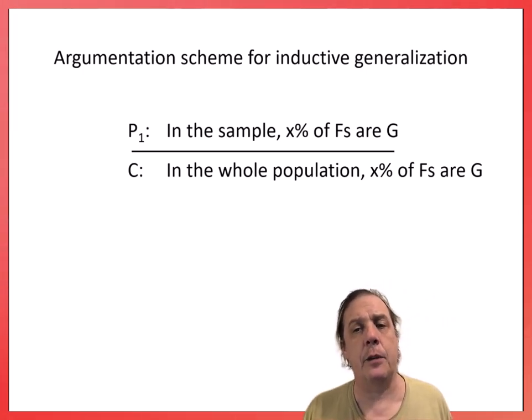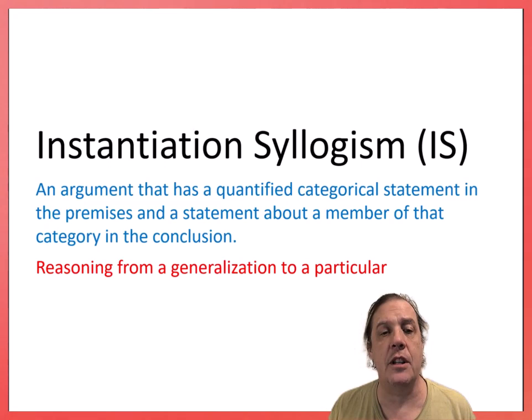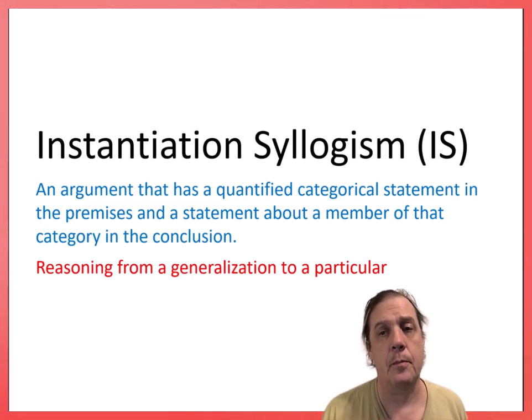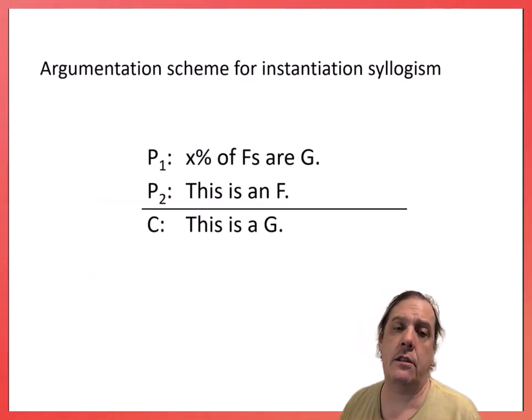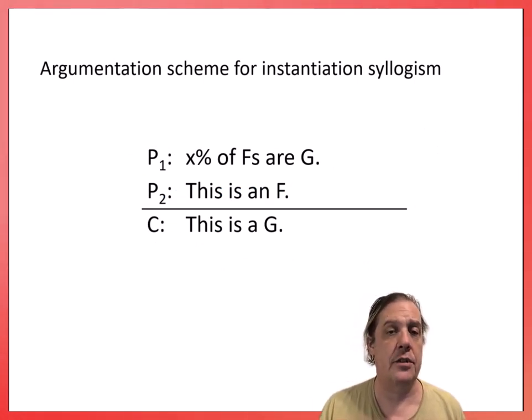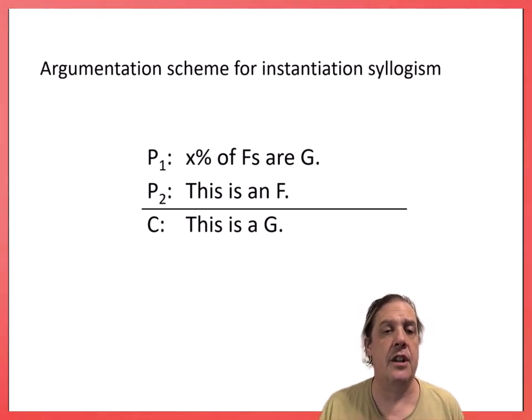Now let's look at the flip side for this time. Instantiation syllogism is an argument that has a quantified categorical statement in the premises and a statement about a member of that category in the conclusion. So you're reasoning from a generalization to a particular. And the argumentation scheme for instantiation syllogism would look like this. X% of Fs are G. This is an F, therefore this is a G. Right?